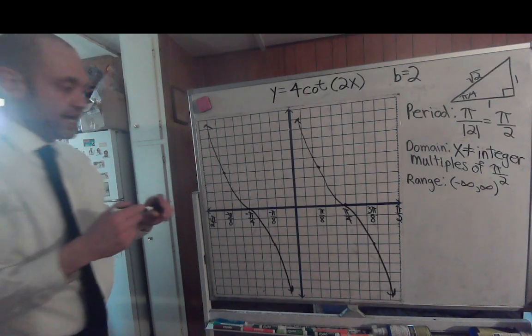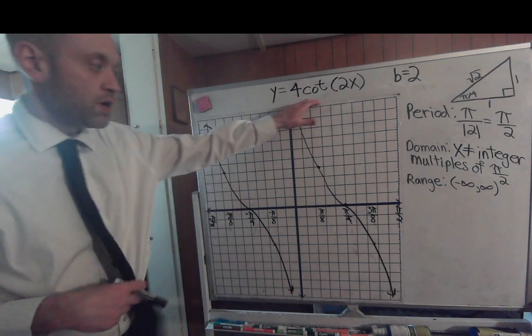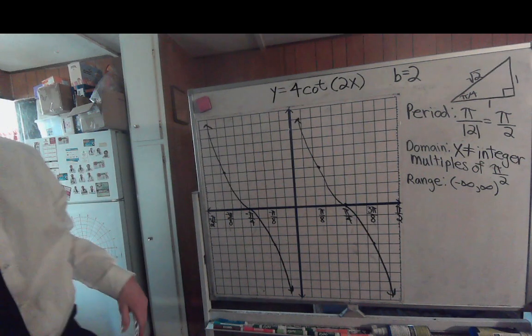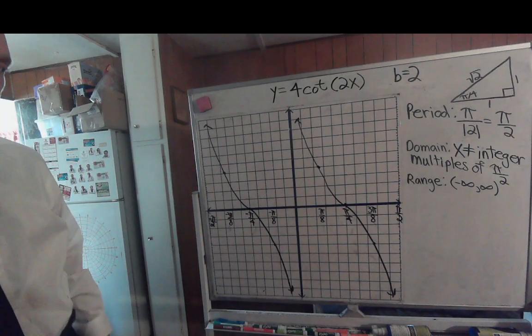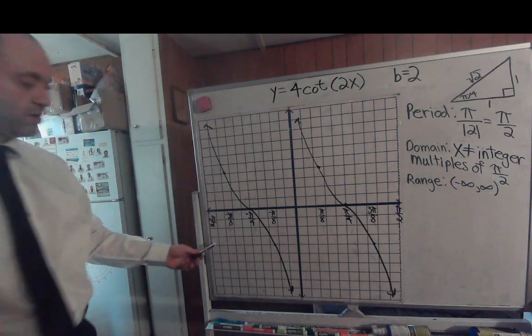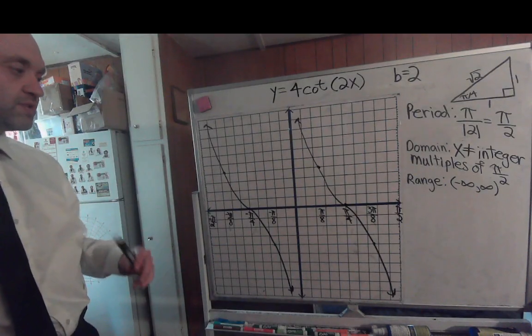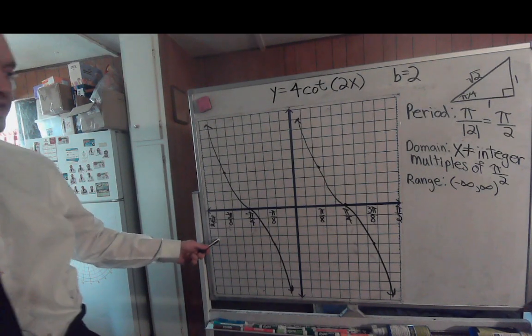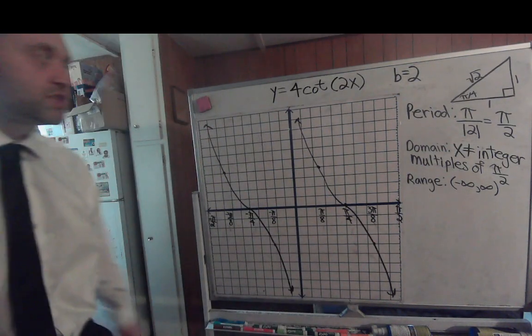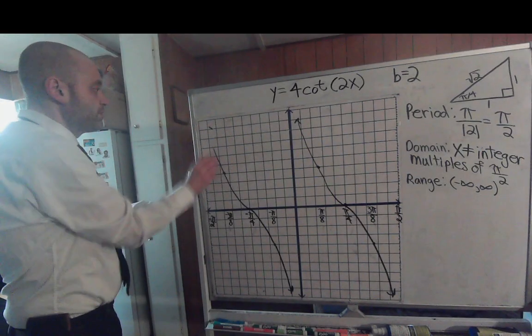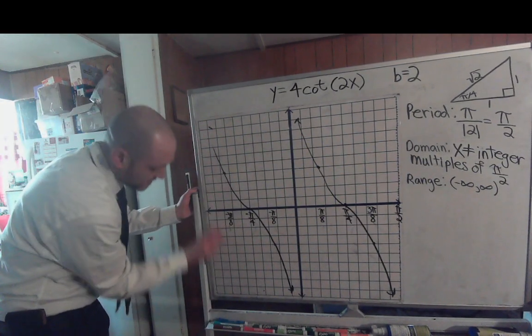So again, we have a big stretch factor of 4 on the cotangent function with a period of pi over 2, but that's pretty much what it's going to look like with our respective vertical asymptotes at x equals negative pi over 2, x equals 0, and x equals positive pi over 2. I got 2 more of each function, then we're done with the lesson.